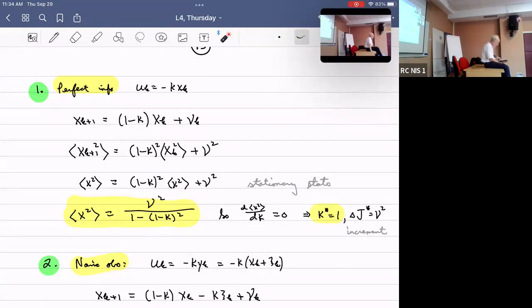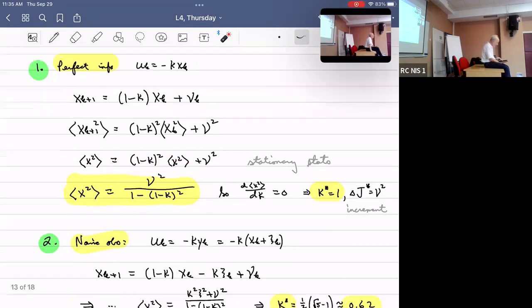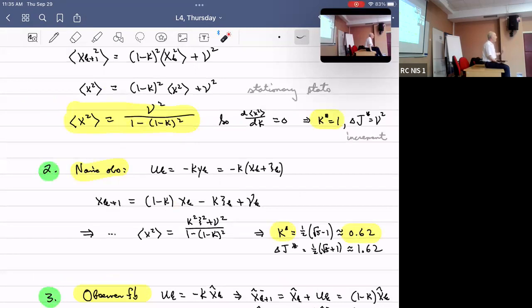So if there is no observation noise, then you can compute what the variance is. If you use the observations naively, this is what I would call naive feedback, where the feedback is just to apply negative control to push it back to the origin.